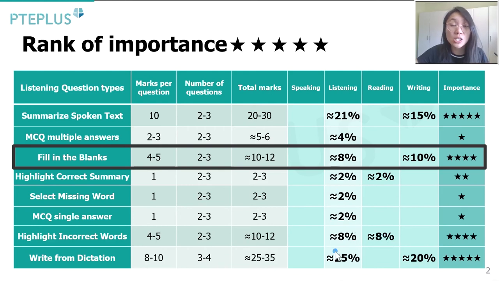Okay, now these percentages are rough estimates, because of course in the exam the questions are randomly generated anyway, so these marks are never always fixed, all right, but this is just to give you a rough feel for how important these question types are, and therefore how much time and effort you should be investing into them. You don't want to be spending all your time practicing multiple choice questions or select missing word when it's only going to be contributing about 2% to your listening, and then you're missing out on really maximizing your scores for the top 4 question types.